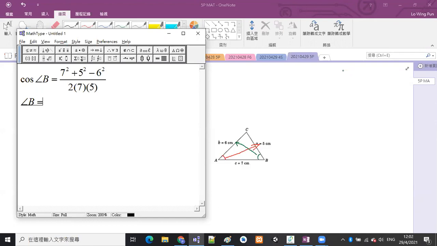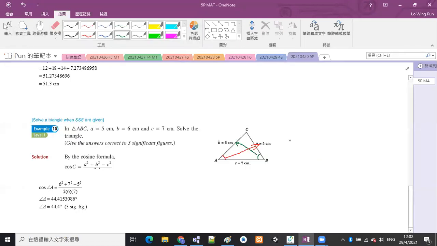So for angle B, use the calculator. Just 7 square plus 5 square minus 6 square, enter. And then divided by bracket 2 times 7 times 5, answer, enter. And then shift cosine, answer. Should be 57.12165044 degrees. And this is the answer. So we may correct this to 3SF. Should be 57.1 degrees. Okay, 3 significant figures. So this is the second angle. And we also need to find angle C. That is the remaining angle.